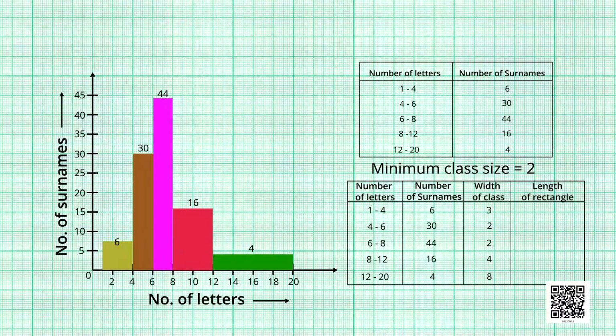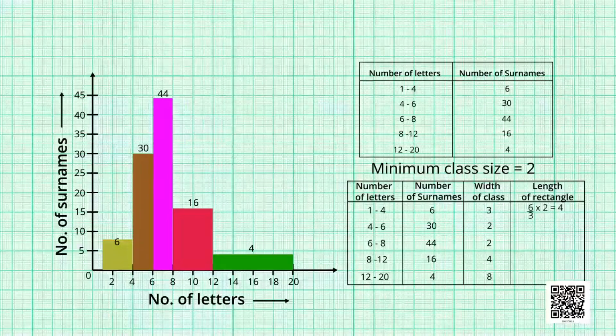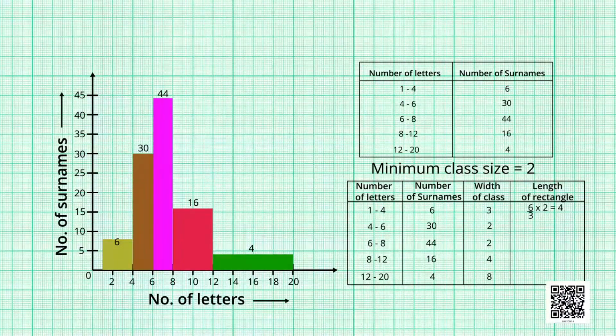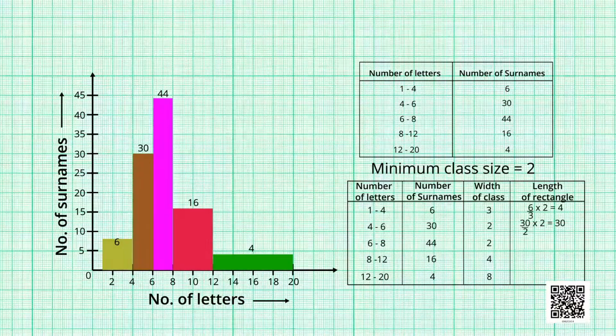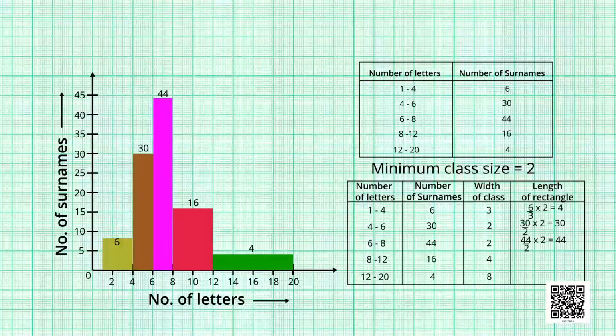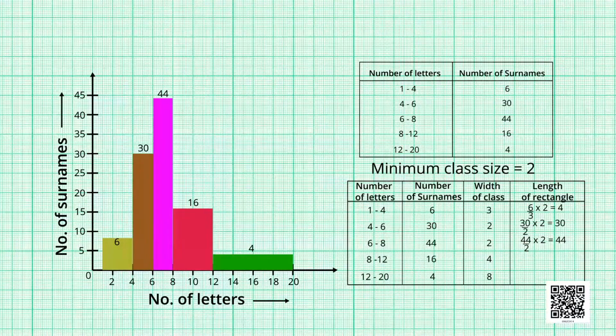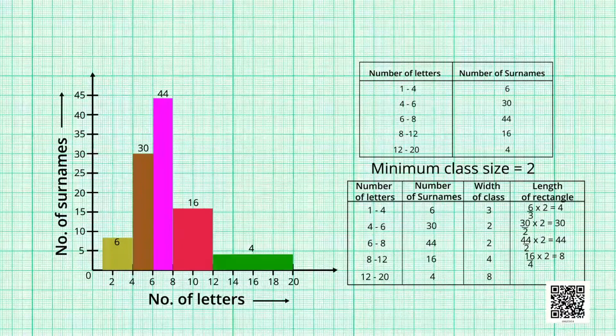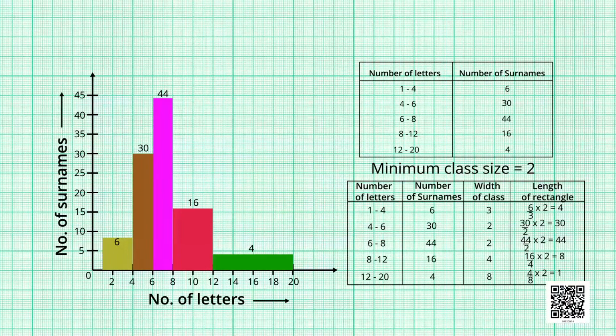To get the new length of the rectangle, we will calculate like this. We will divide the frequency by the width of the class, into the width of the smallest class, that is 2. So we get 4. For the next class, we get 30 upon 2 into 2, that is 30. Next, 44 upon 2 into 2, that is 44. Then 16 upon 4 into 2, 8. And 4 upon 8 into 2 is equal to 1.